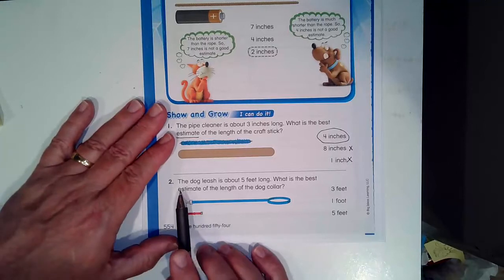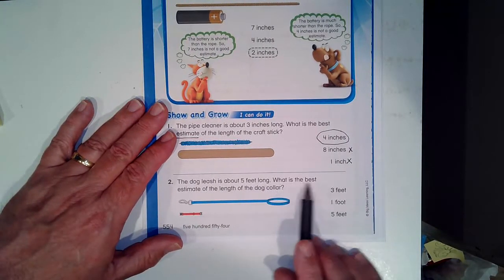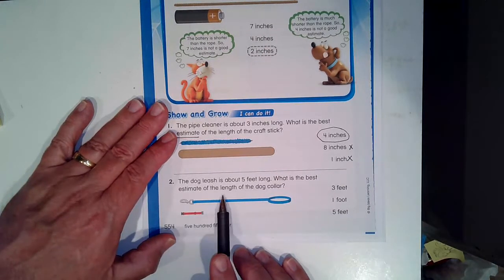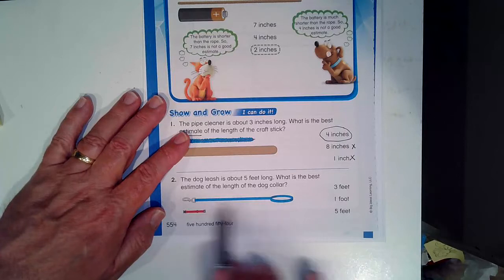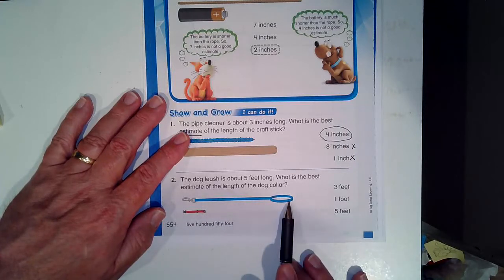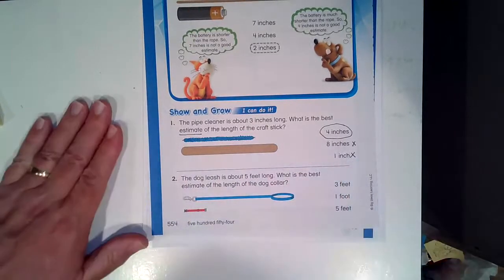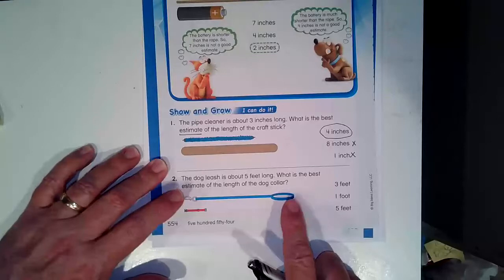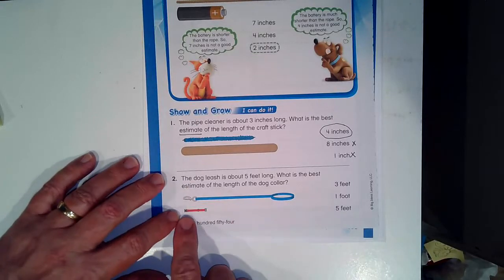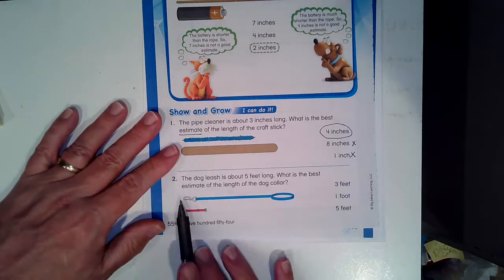All right. The dog leash is about 5 feet long. What is the best estimate of the length of the dog collar? So this is 5 feet, right? It is not 5 feet on our picture, but if they're saying this is 5 feet, then what length is this? Let's see, 5 feet.